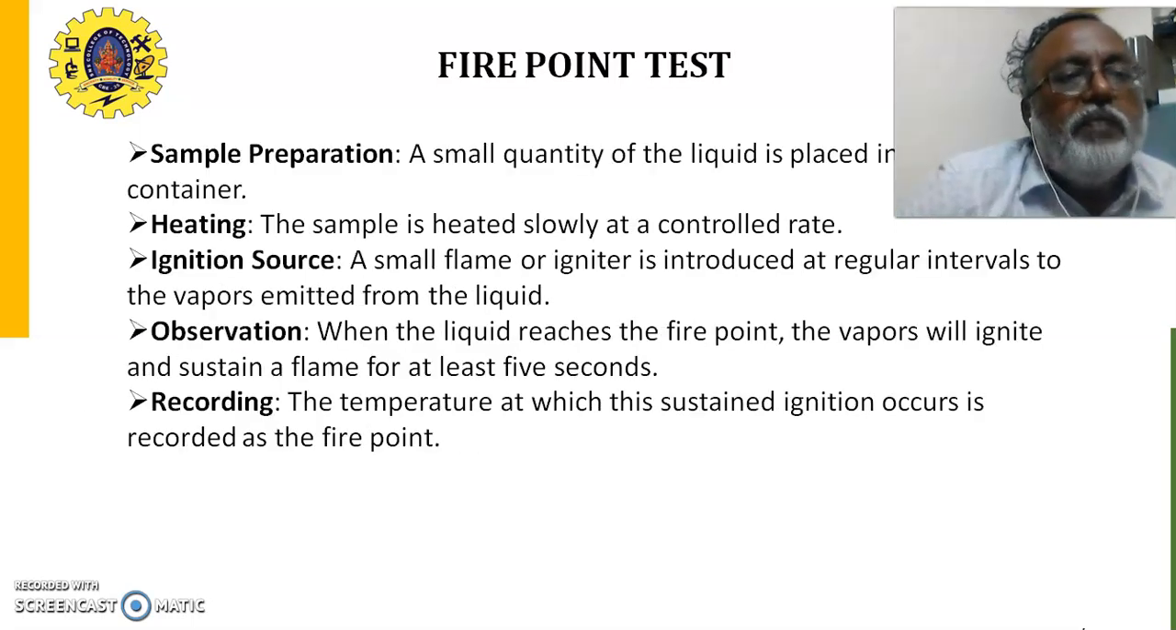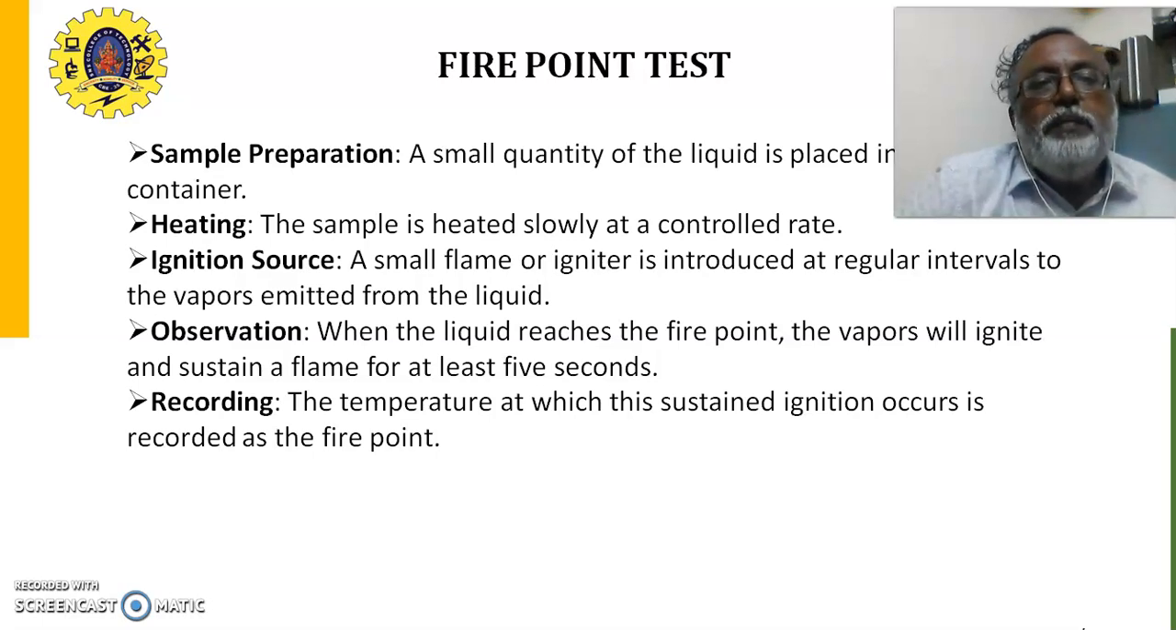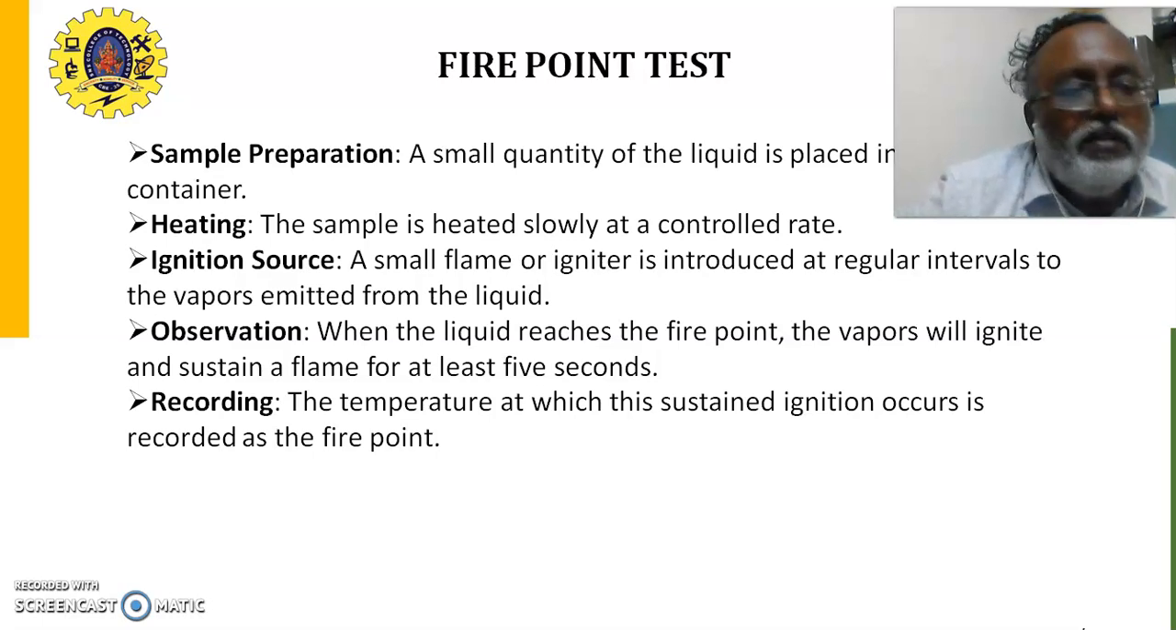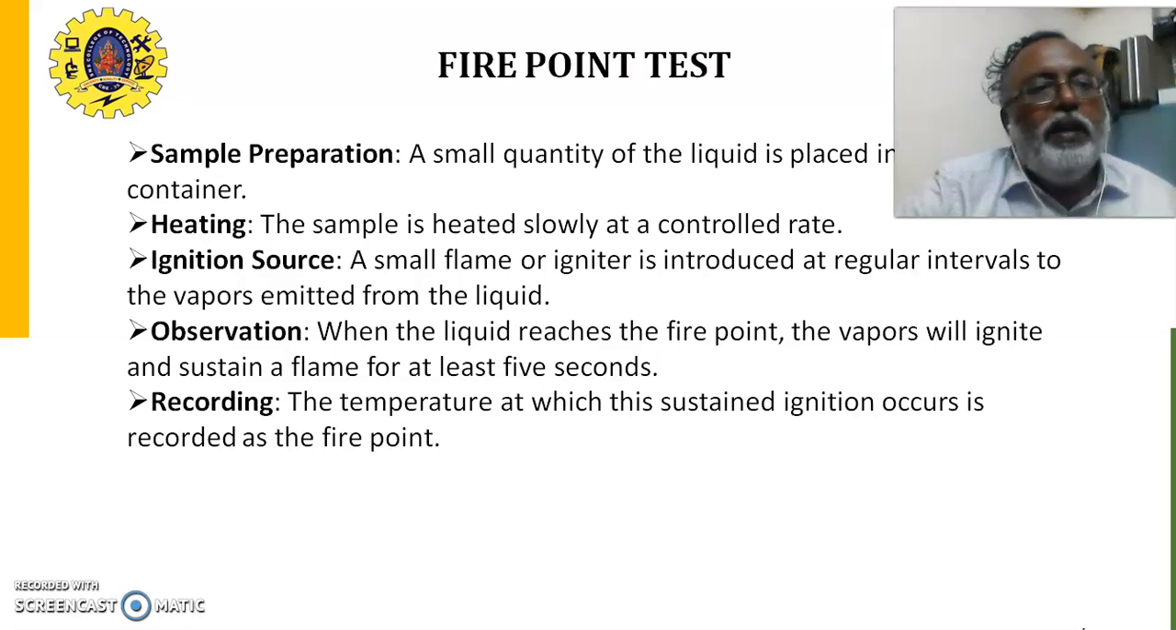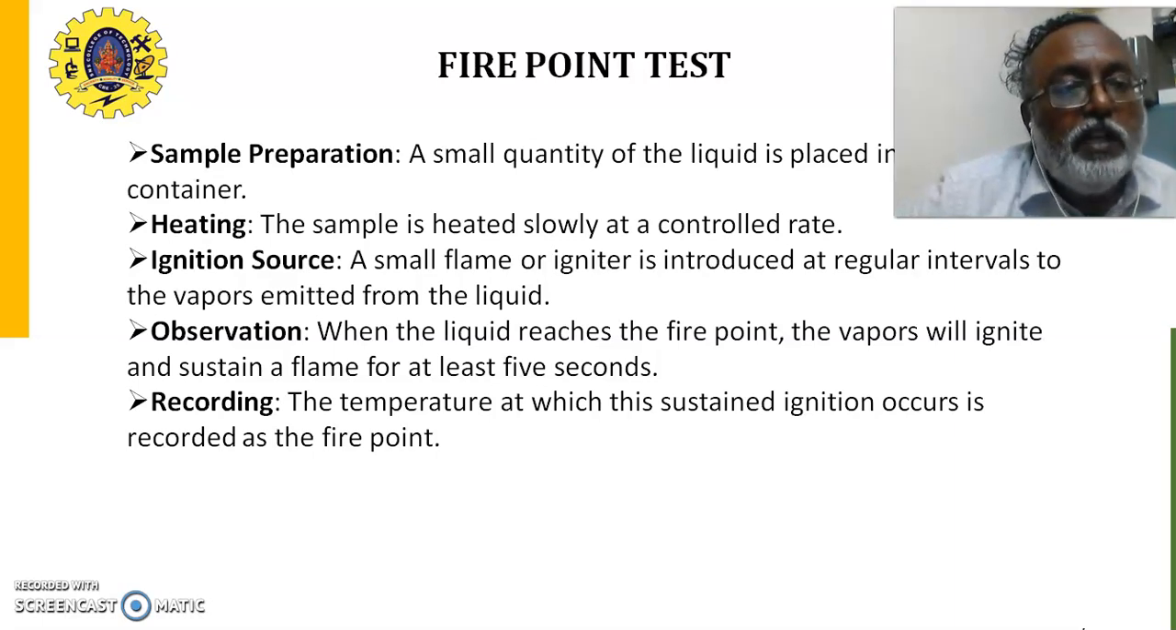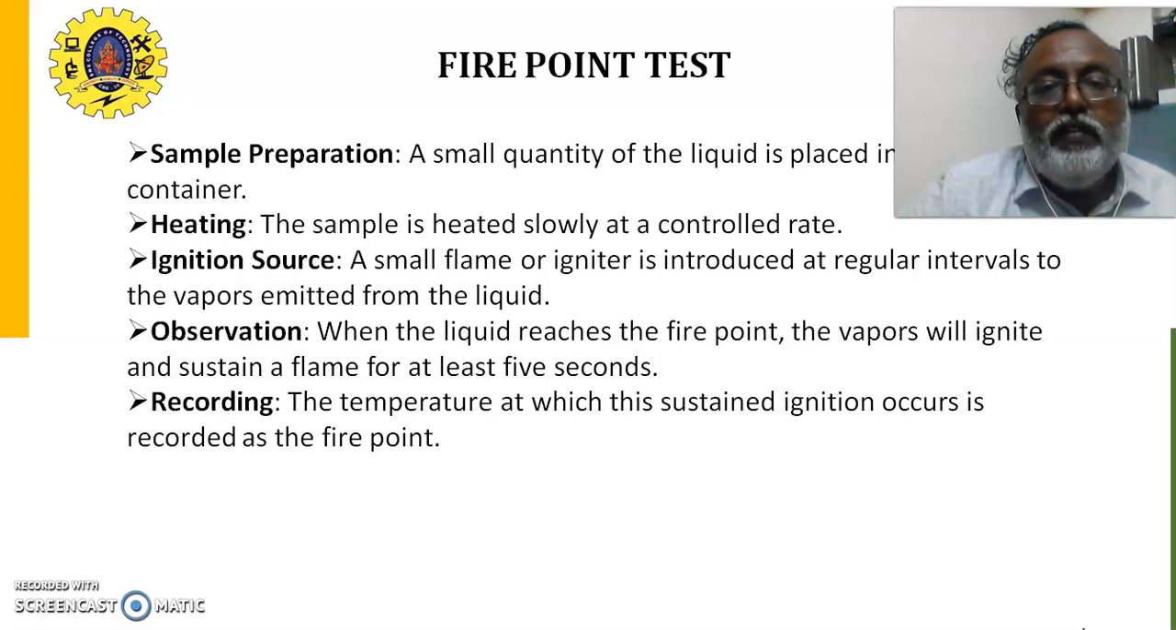Fire point test procedure. First thing is to prepare the sample. A small quantity of the liquid is placed in an open container. Then the sample is heated slowly at a controlled rate. Then a small flame or igniter is introduced at regular intervals to the vapor emitted from the liquid. When the liquid reaches the fire point, the vapors will ignite and sustain the flame for at least 5 seconds.